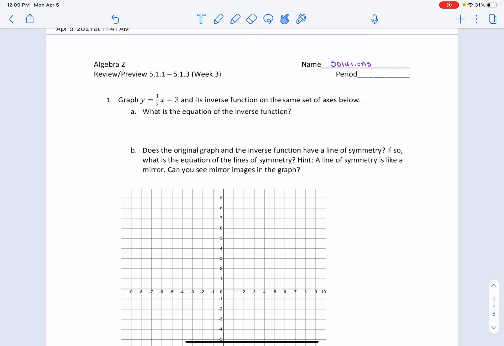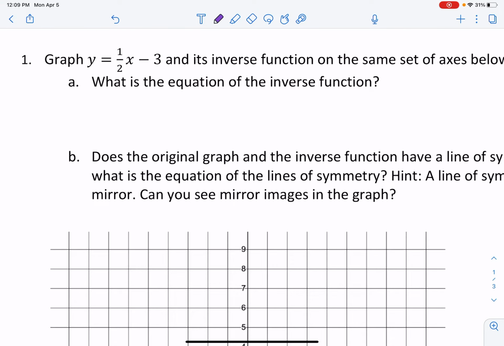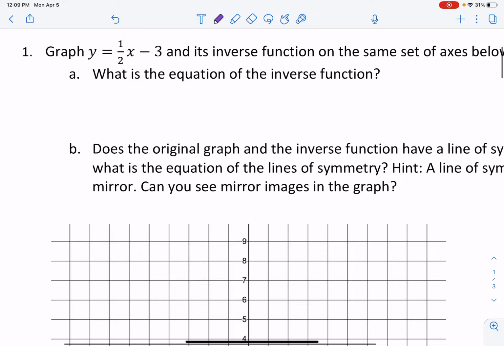So number 1 says graph y equals 1/2 x minus 3 and its inverse function on the same set of axes below. And it says, what is the equation of the inverse function first? So thinking about how we've been learning this in class so far, we have our original function here, and then I'll make a little spot for the inverse.